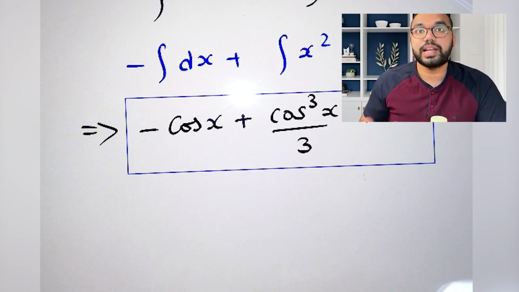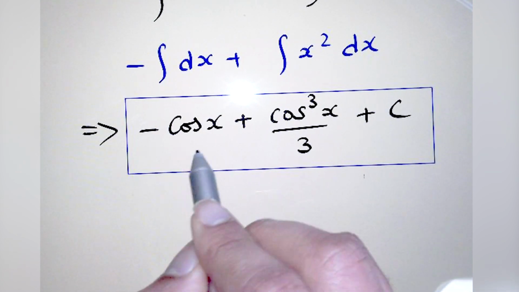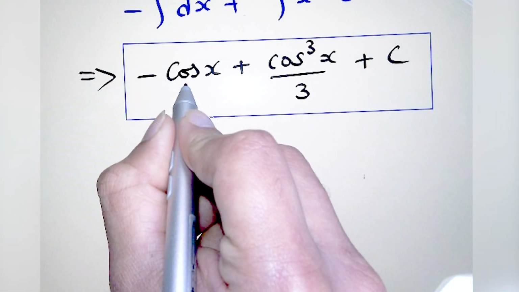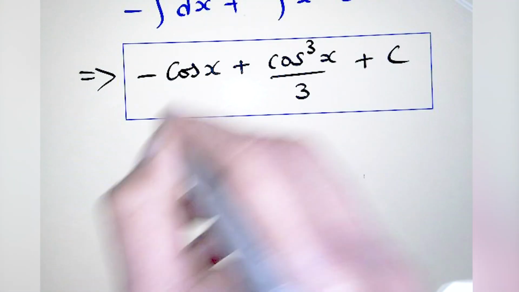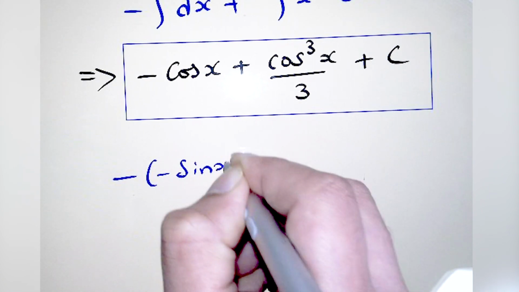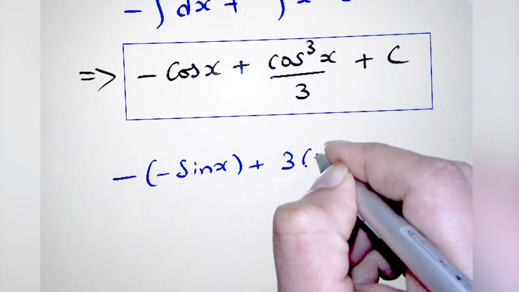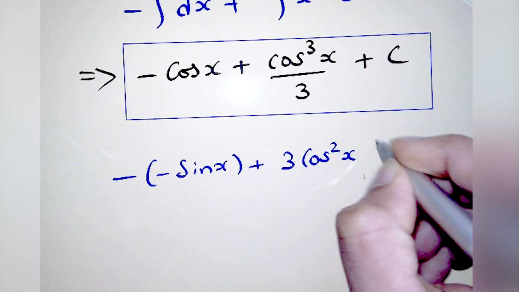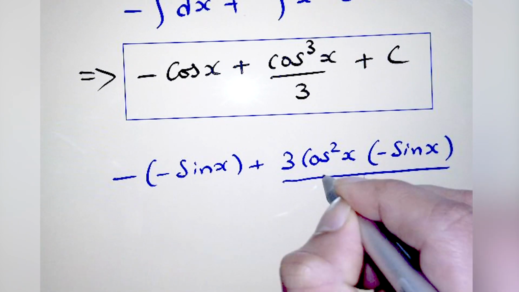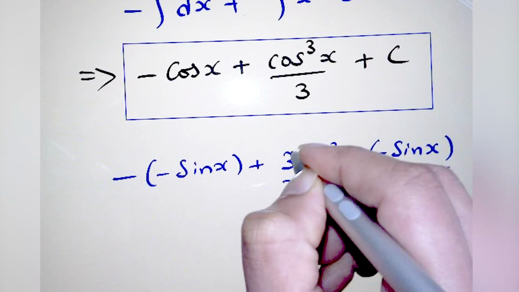Now, if we want to verify our answer, we can do one thing. We can differentiate this final answer to get our integrand function sine cube x. So if I differentiate minus cos x, it is going to be minus of minus sin x. And the cos cube x derivative is 3 cos square x, and the derivative of cos x is minus sin x because this is a chain rule, divided by 3. And the derivative of the constant is simply 0, so I'm not going to write that. So 3 and 3 would get cancelled.